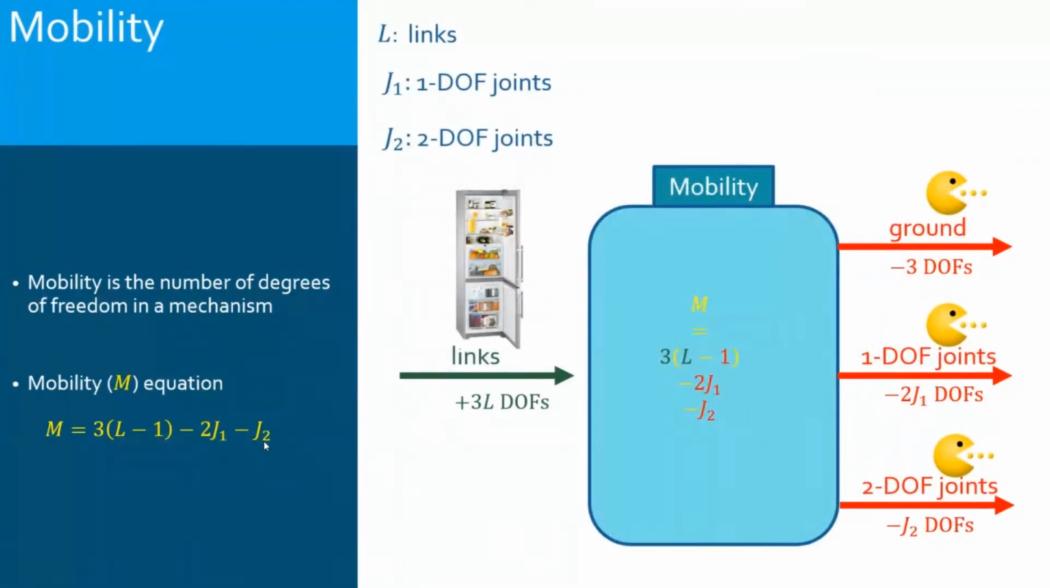Now, it's like your fridge. You go and you save, you put what you need in there, but at the end, you consume some of it. So the ground will consume 3 degrees of freedom. The 1 degree of freedom joints, each one consumes 2. So at the end, in all, they will consume 2 J1. And the higher pairs, each one consumes just 1 degree of freedom. So in all, if we have J2 higher pairs, we have consumed J2 degrees of freedom.